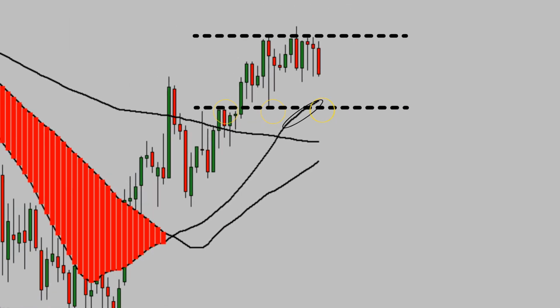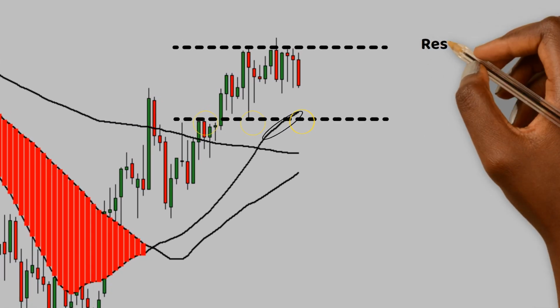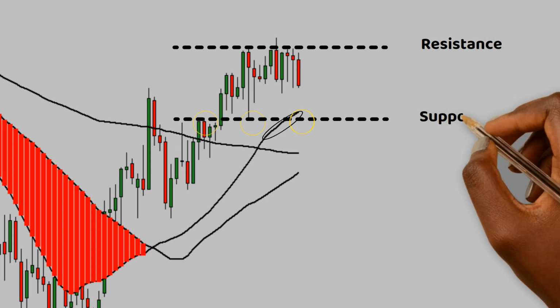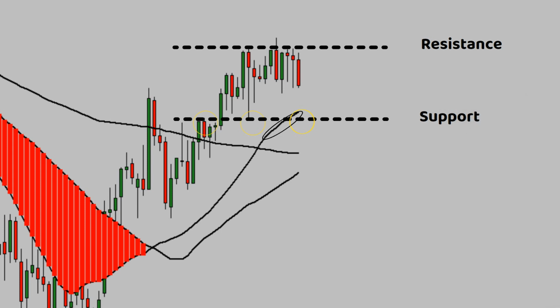Okay, let's see if we can name this. Let's call this our major resistance, and this one right here, let's call this one our major support, so that we differentiate it when we go to smaller time frames.